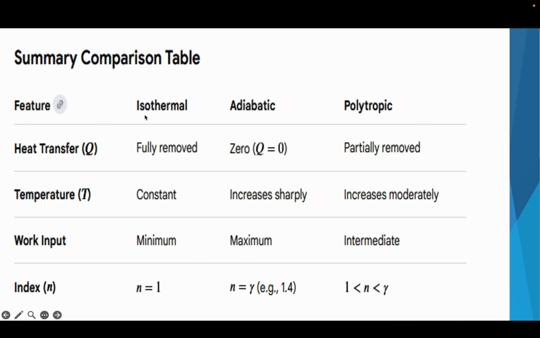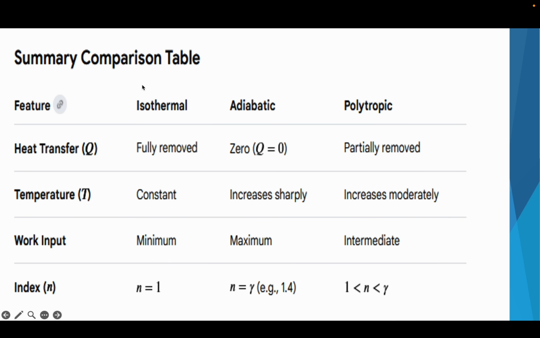So there are 3 compression cycles: isothermal, adiabatic, and polytropic. In industry we are using polytropic compression. In isothermal compression the heat is removed fully. In adiabatic the heat removed is 0, but in polytropic the heat is removed partially. In isothermal the temperature during the compression is constant. In adiabatic it is increasing very sharply because the heat is converted into internal energy. In polytropic it is increasing moderately.